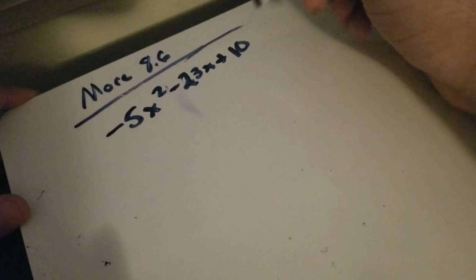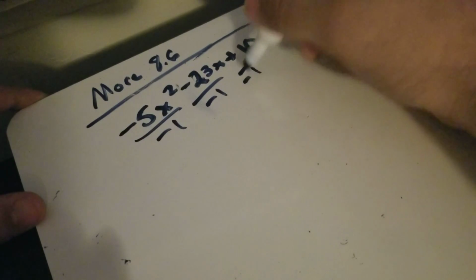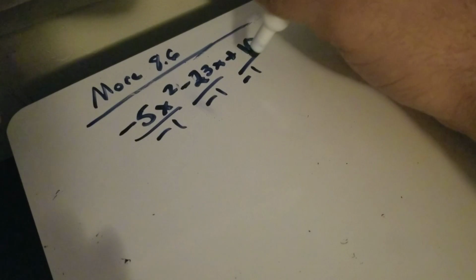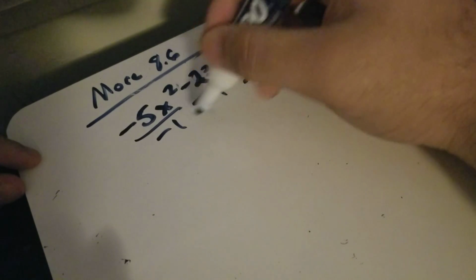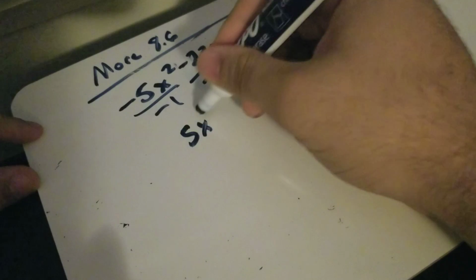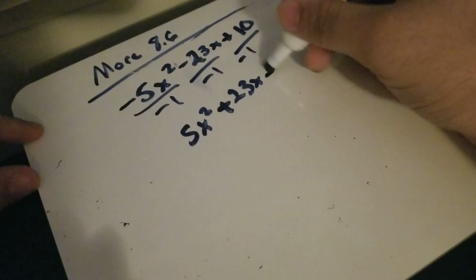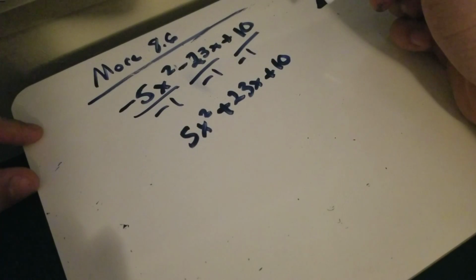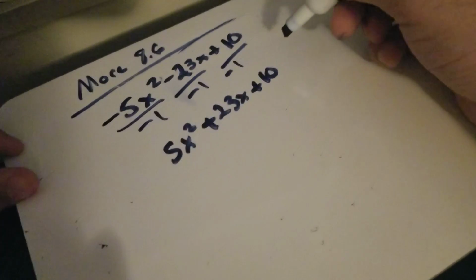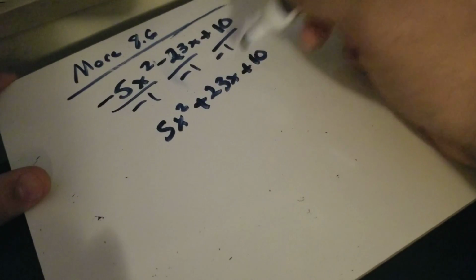All right, so we're going to do step 0, which is just divide everything by negative 1. That's factoring. Just like how we factor a greatest common factor, the greatest common factor between all of this is negative 1. So then that's going to be a positive 1. So this becomes a positive 5x squared. This becomes a plus 23x. And this becomes a plus 10. Okay. So then let's continue. 5x squared plus 23x plus 10.